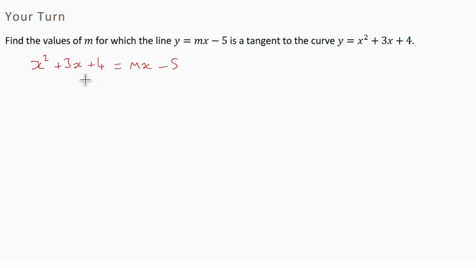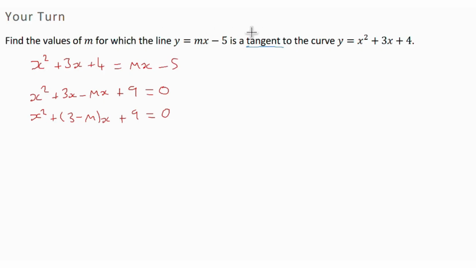This is a quadratic, so rearrange it to make it equal to 0. x squared plus 3x minus mx plus 9 is equal to 0. And I'm going to rewrite that slightly as x squared plus (3 minus m)x plus 9 equals 0. The reason I did that is to show that this is the coefficient of x in this quadratic.